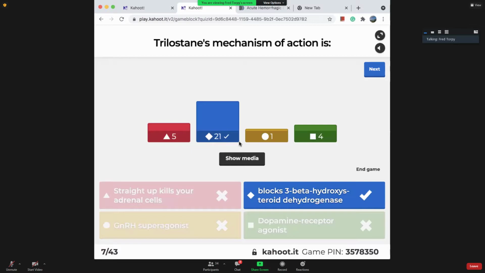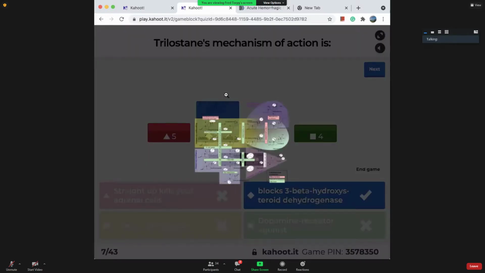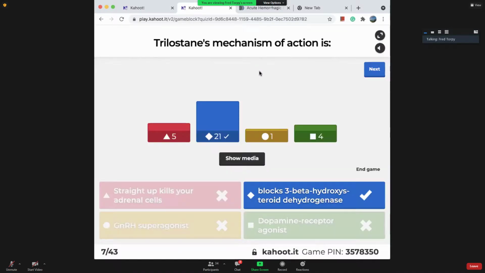So it blocks an enzyme that converts one of the precursor steroid molecules into cortisol. Good job. And some of these other ones, which one straight up kills your adrenal cells? Does anybody remember? Mitotane? Yeah, exactly. That one's pretty scary to use, and they don't really reach for that in practice unless the animal doesn't do well on trilostane. Does anybody remember which one's the dopamine receptor agonist?